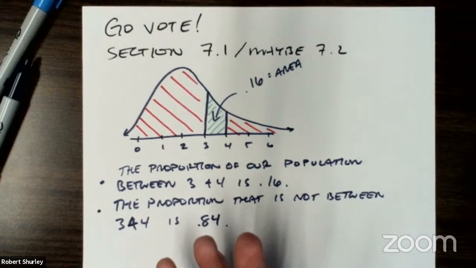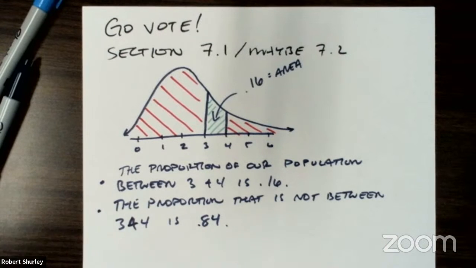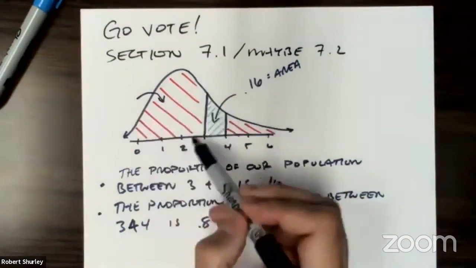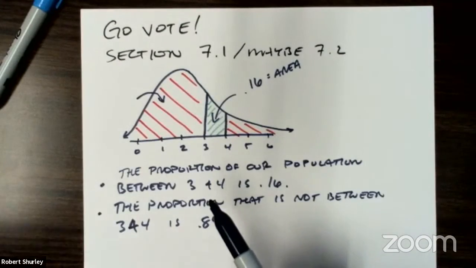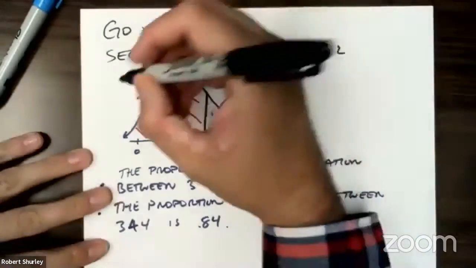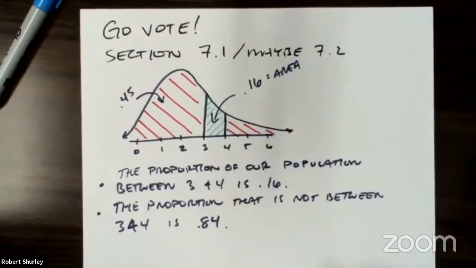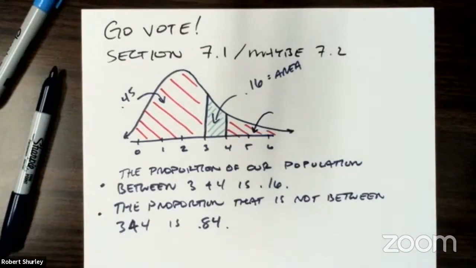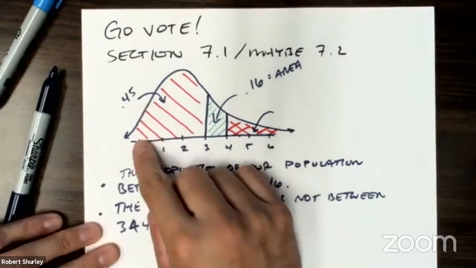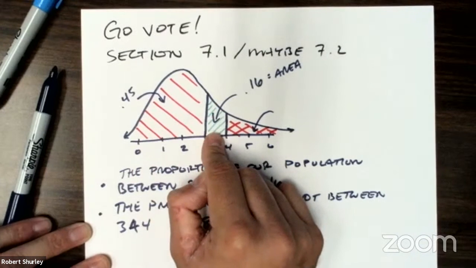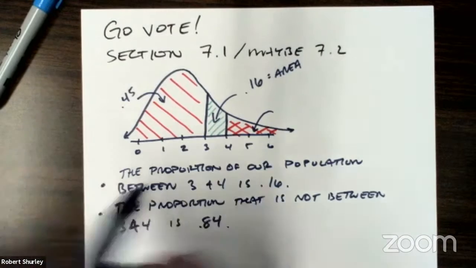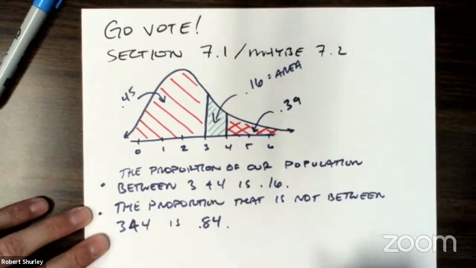Now, let's say we knew the proportion less than 3, this group right here, was 0.45. Well, this upper, and we're going to call it a tail, this tail right here, I'm going to shade a little differently. If 45% lies here and 16% lies here, we add those together and get 61%. So that means 0.39 has to lie there.